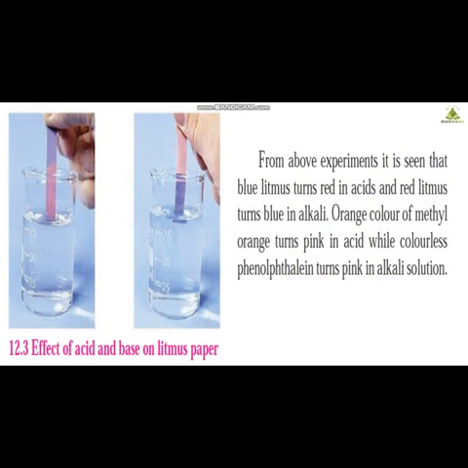This is a picture which shows the effect of acid and base on litmus paper. Can you see there are two beakers? Can you see the blue litmus paper is turning red? Blue litmus paper turns red in the presence of what? Acidic solution. So what does the beaker contain? It contains an acidic solution. That is why the blue litmus paper has turned red.